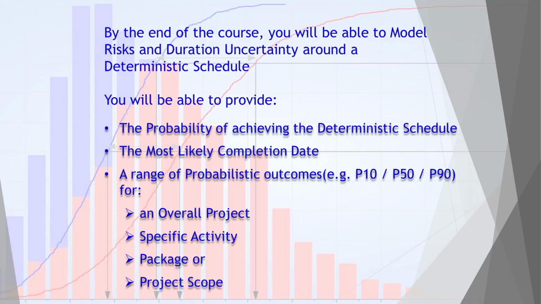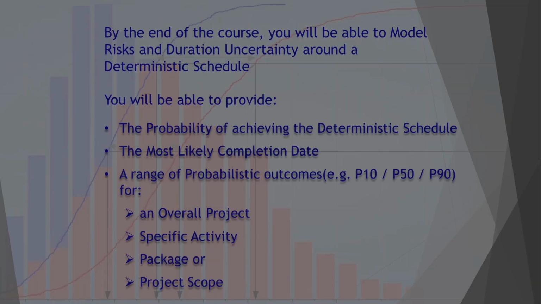By the end of the course, you will be able to model risks and duration uncertainty around a deterministic schedule. We will be covering the typical steps required for performing a schedule risk analysis using Primavera Risk Analysis or PRA. You will be able to provide the probability of achieving the deterministic schedule, the most likely completion date, a range of probabilistic outcomes such as P10, P50, P90 for an overall project, specific activity, package or project scope.